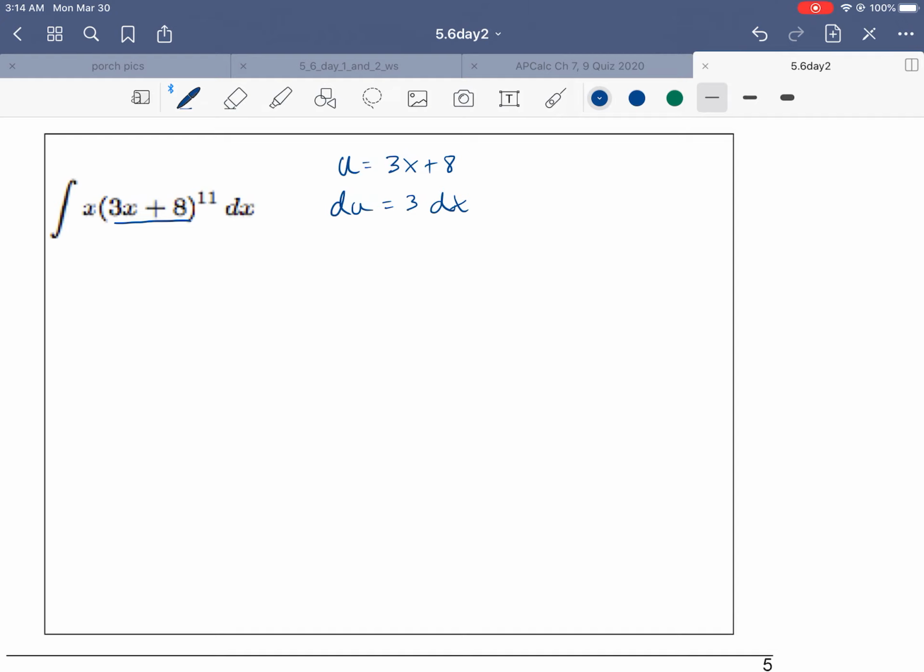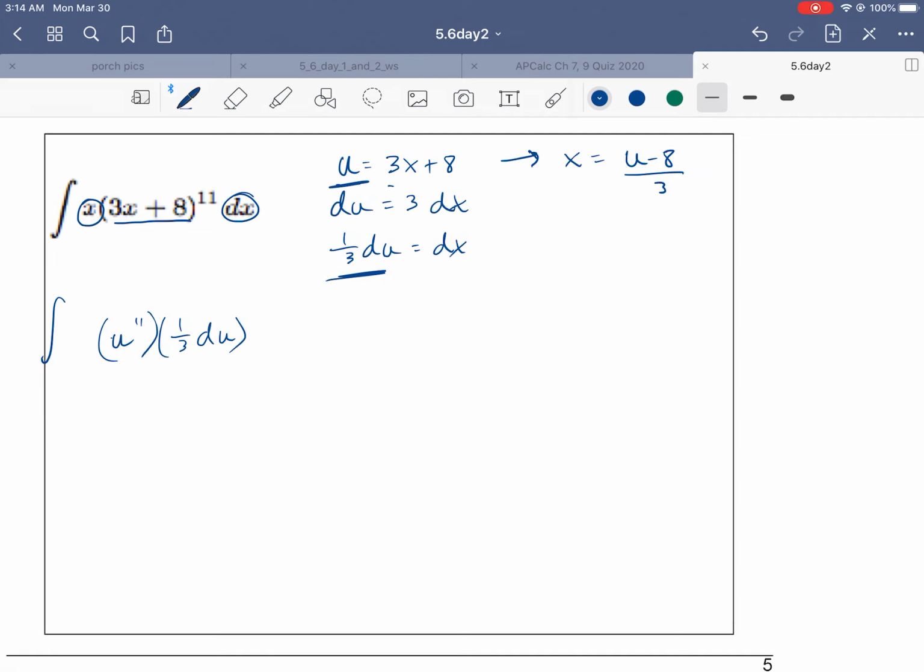Derivative, 3dx. Okay, I don't have a 3, I have an x, and I have a dx. So I divide by 3 to solve for my dx. So that's going in, u's going in, and I need to solve for my x. So x is equal to u minus 8 divided by 3.